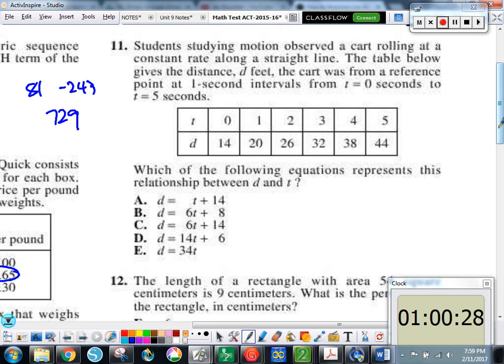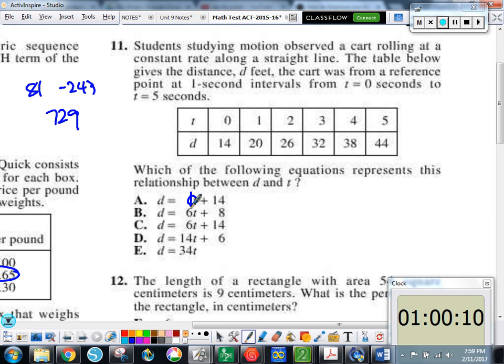A student is setting up motion to observe a cart rolling at a constant rate along a straight line. The table below gives the distance the cart was from the reference point at 1 second intervals from 0 to 5. Which of the following equations represents this relationship? On this one, I'm not going to tell you how to do it. I'm just going to tell you, if I plug in a 0 here, do I get a 14?